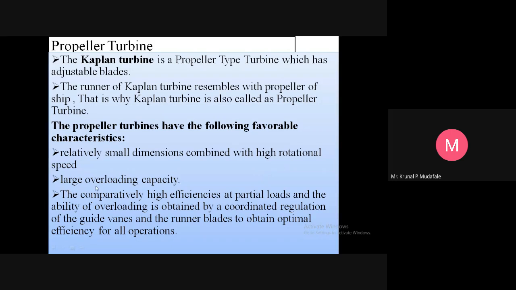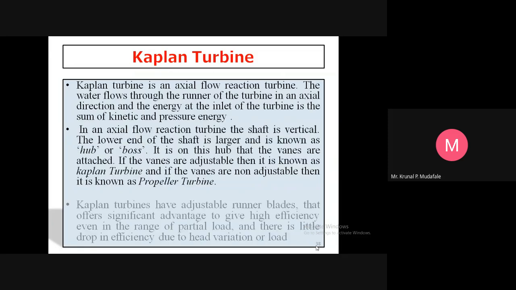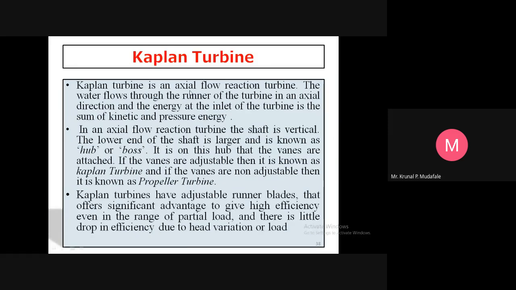They have a large overloading capacity and comparatively high efficiency at partial load, and the ability of overloading is obtained by the coordinated regulation of the guide vanes and the runner blades to obtain optimal efficiency for the operations. This type of Kaplan turbine is also called the axial flow turbine. How can you find out it is an axial flow turbine? Because the shaft is in the axial direction, parallel to the direction in which the water flows. That's why it is called the axial flow reaction turbine, right?